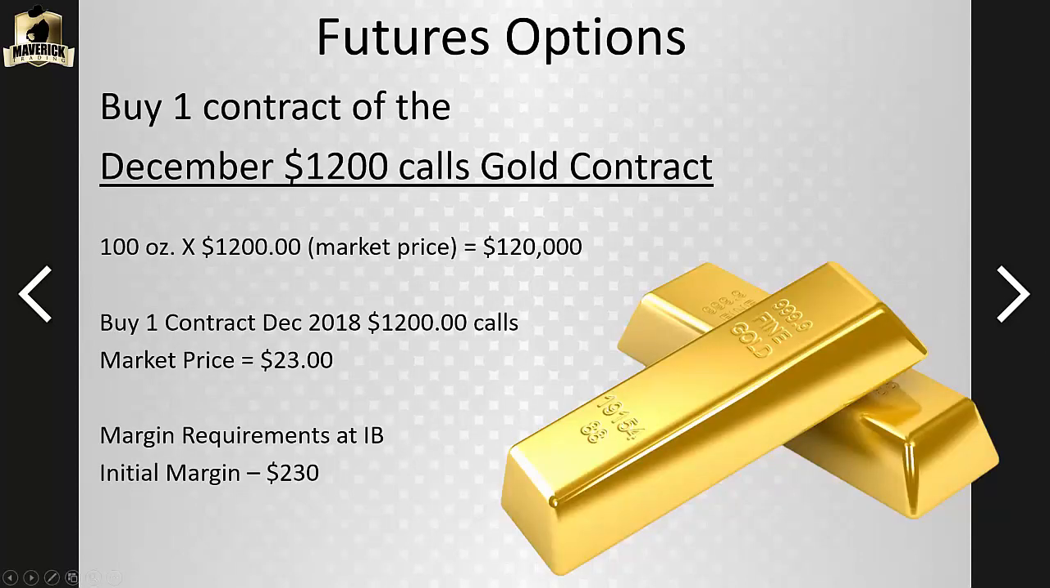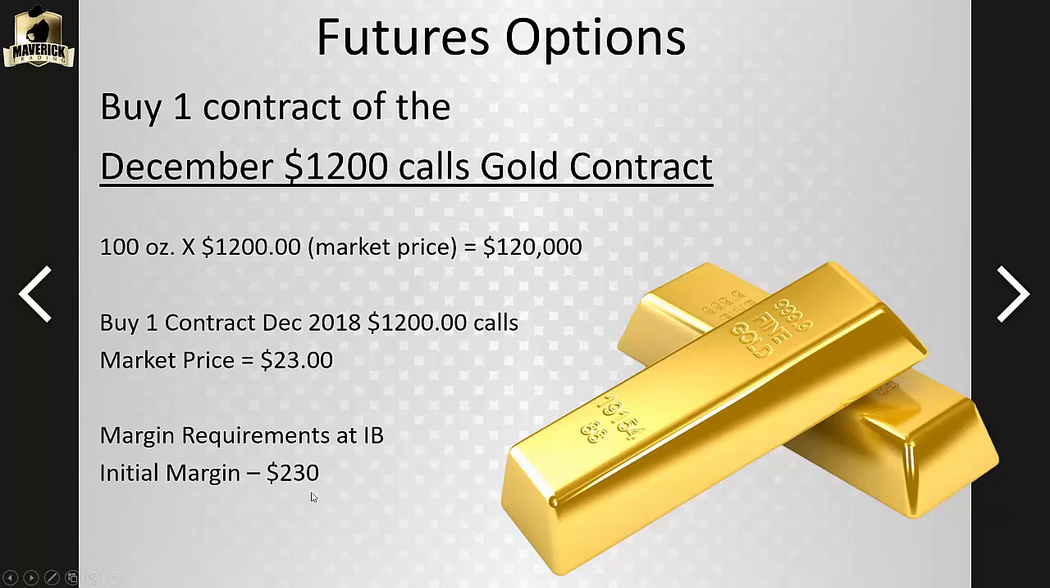Let's move into something that you know well, futures options. All right, so the futures options market, it's a very big market, and this is something you already know. So we're basically looking to buy options on these futures contracts. So instead of buying the December $1,200 futures or December gold futures, we can buy one contract of the December 1,200 calls on the gold contract. So again, you're still controlling $120,000 worth of underlying gold, but by buying one contract, the market price, I checked that a little bit ago, is around 23 bucks.